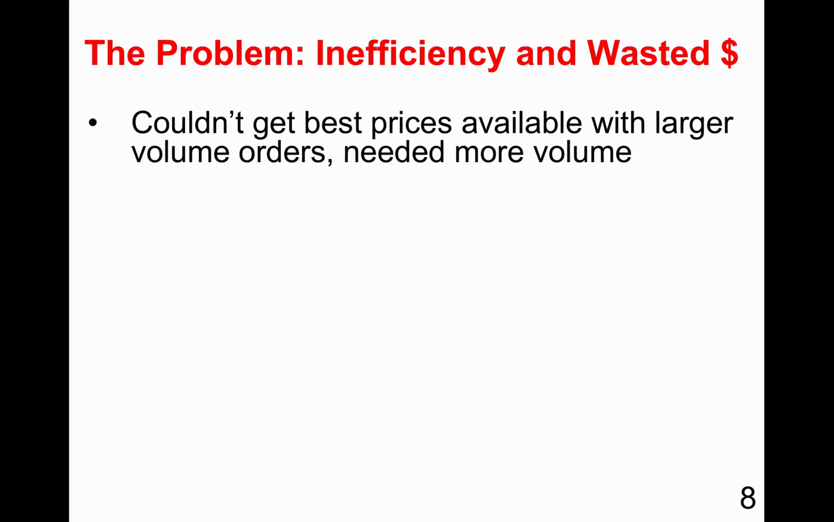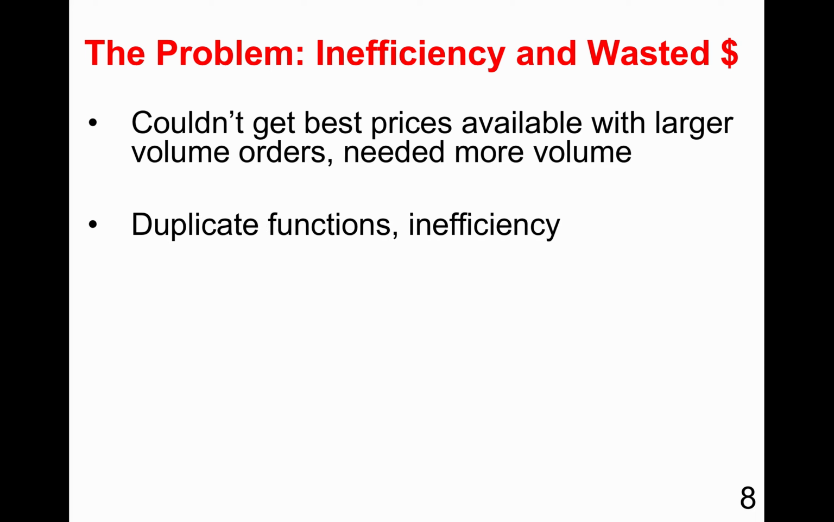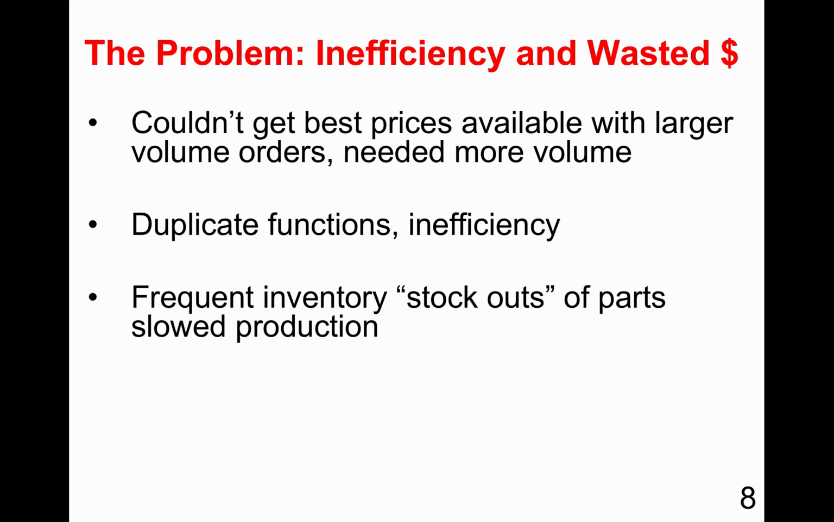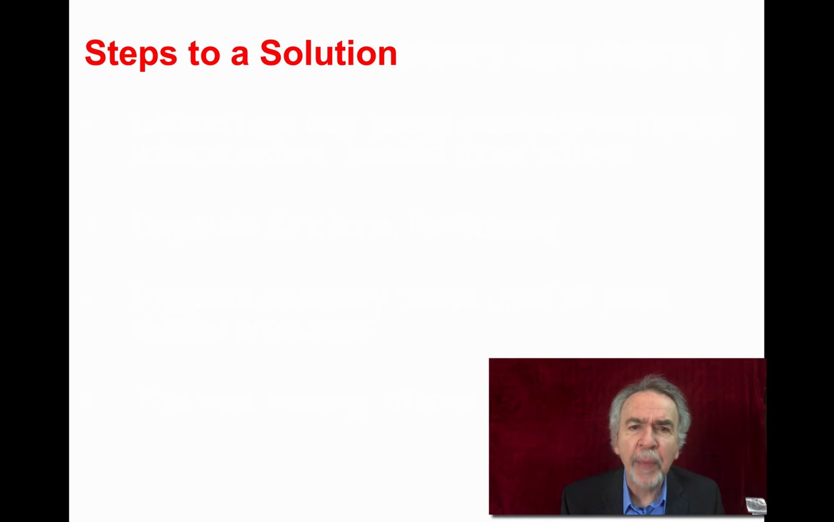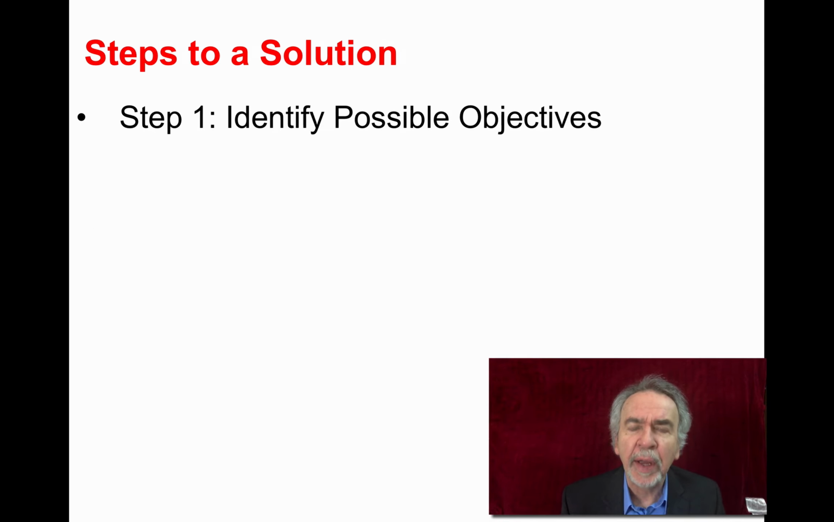If they pooled all the purchases, they could save a lot of money. There were duplicate functions, a lot of inefficiency, and frequently they would be out of certain parts, which brought the production line to a halt. Here are steps to solving these types of problems. First, identify what are the possible objectives.